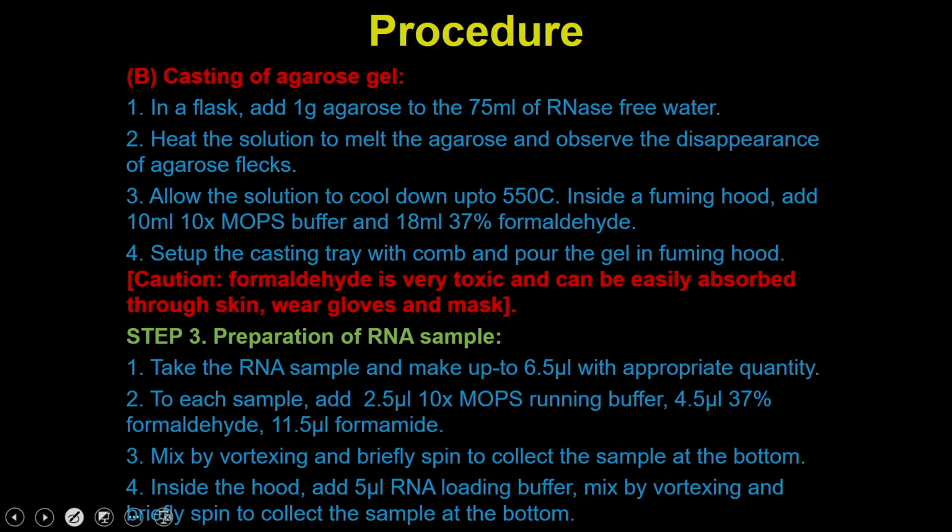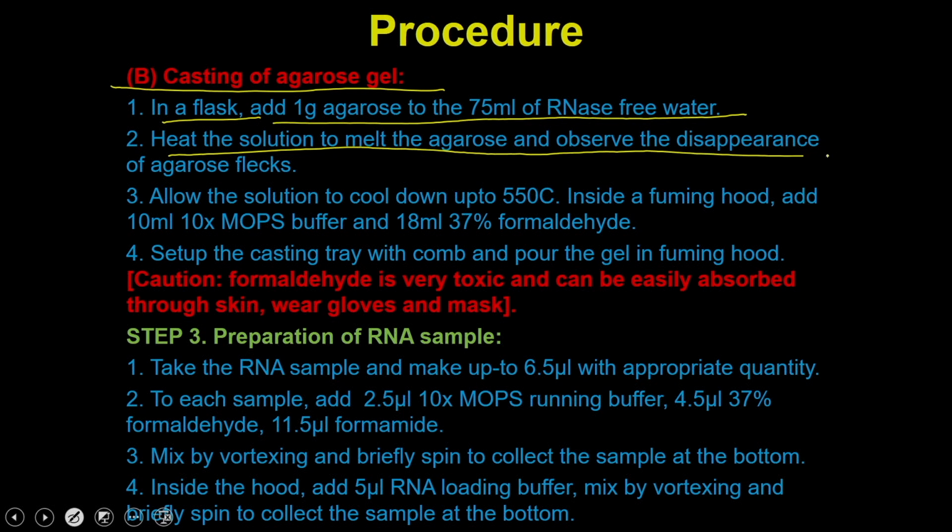Then the third step, you have to do a casting of the agarose gel. In a flask, add 1 gram of agarose to 75 ml of RNase free water, heat the solution to melt the agarose and observe the disappearance of the agarose flakes. This I think we have already discussed when we were discussing the agarose gel formation, and how to resolve this for the DNA as well.